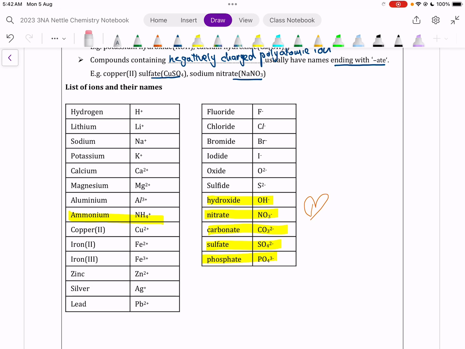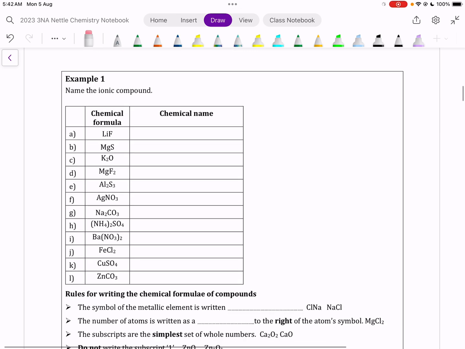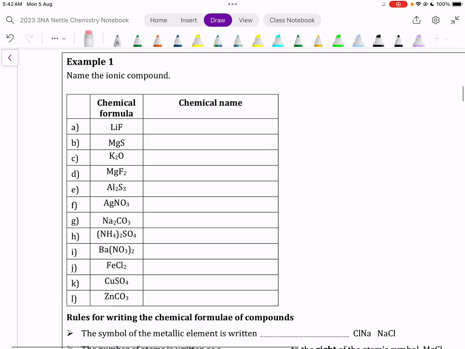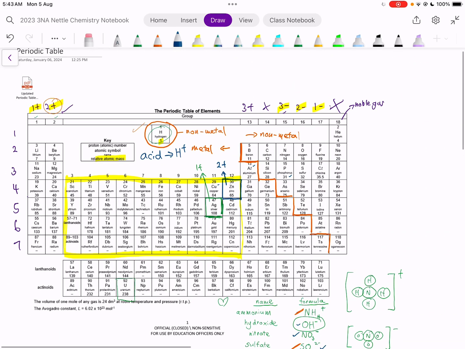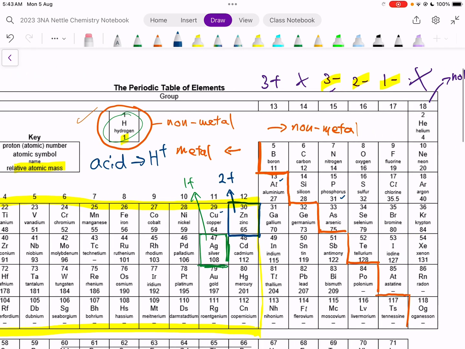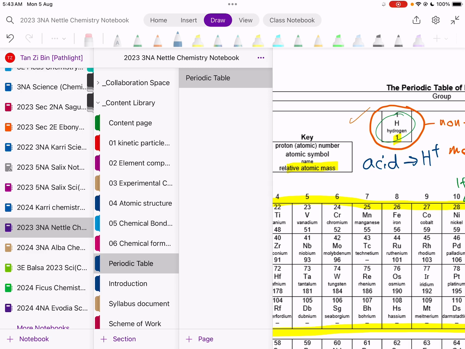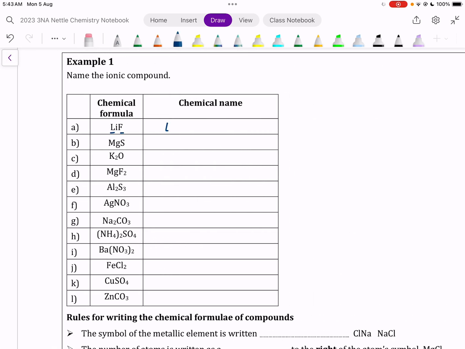The first part will begin by writing the name of the ionic compound. Take for example the first one, you see Li and F. Li, if you refer to your periodic table, is lithium, and F is fluoride. So going back to the notes, this one will be lithium fluoride. It ends with IDE.